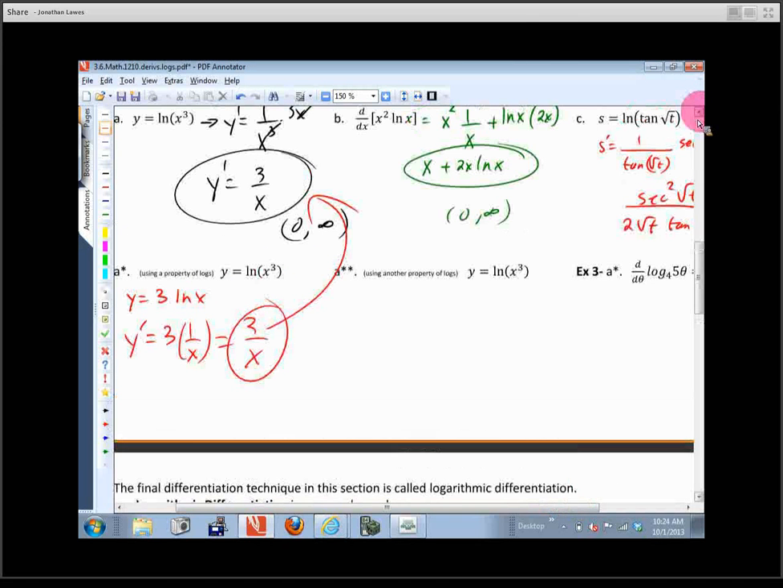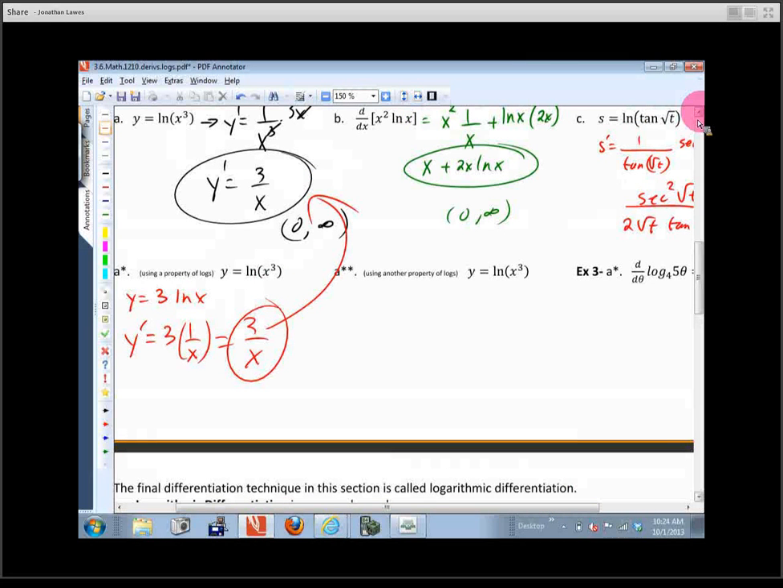Power property. Logarithms have these awesome properties where they make computations simpler, so we can take an exponent, slide it out front, and use it as a factor.